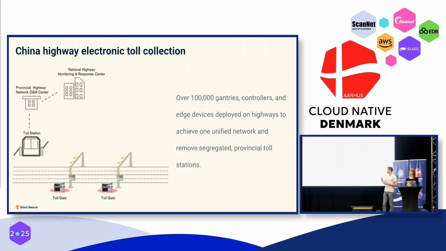And this system is running on 100,000 KubeEdge nodes, running 500,000 applications. And just to put this into perspective, it generates over 300 million data points every day. So quite a scale for an edge project. And this is said to have improved traffic efficiency tenfold in terms of speed and reactivity.